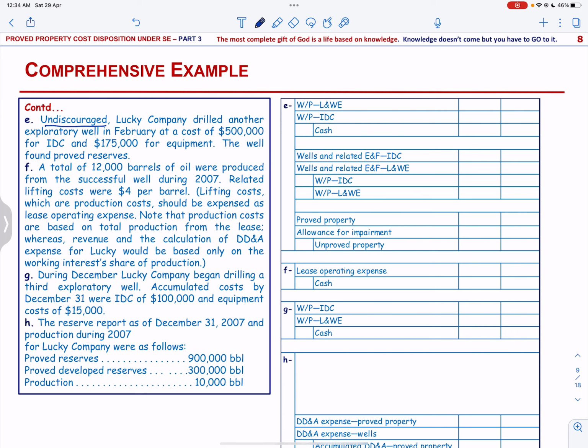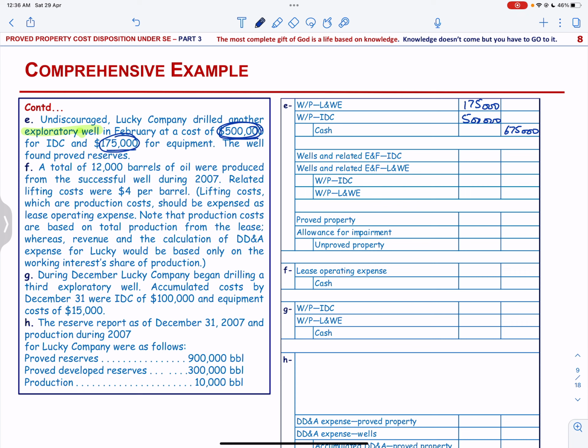Part E. Lucky Company drilled another exploratory well in February at a cost of 500,000 for intangible drilling cost and 175,000 for the equipment. The well found proved reserves. So first of all, we are going to record the cost that they have incurred. They have incurred the cost on lease and well equipment, and you can see this is an exploratory well. So wells in progress, lease and well equipment is debited by 175,000, and wells in progress, intangible drilling cost is debited by 500,000, and obviously they are paying cash, that is 675,000.